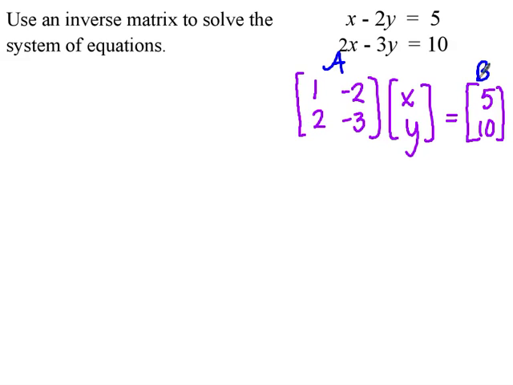So did we already get those entered in? So this is what it symbolizes. How can I find what X is? A inverse times B.